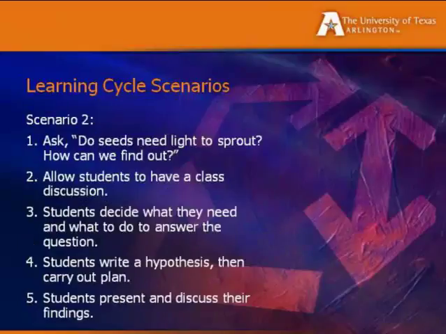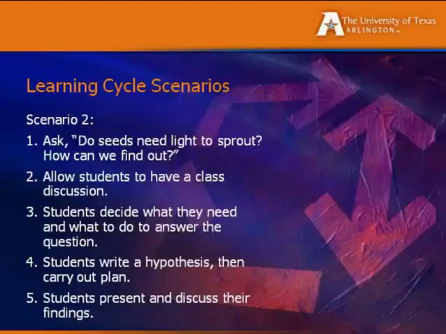Here's another scenario. For the exploration phase, students are asked the following questions. Do seeds need light to sprout? How can we find out? The children have a class discussion where they decide what they would need to answer this question. They decide that each group needs 5 seeds in one pot of soil and 5 seeds in a second pot. This is because just one seed may die, so they need to increase the odds that one will take.